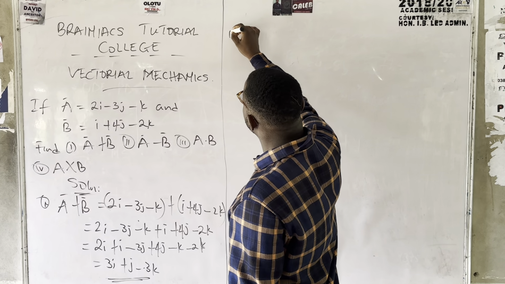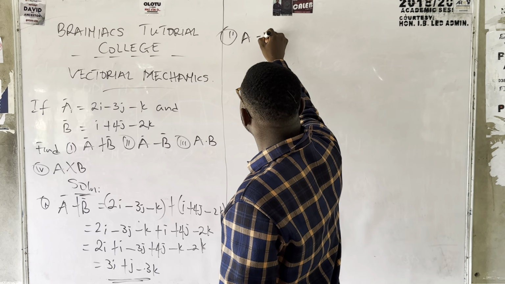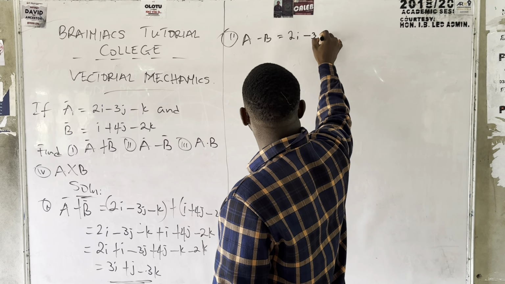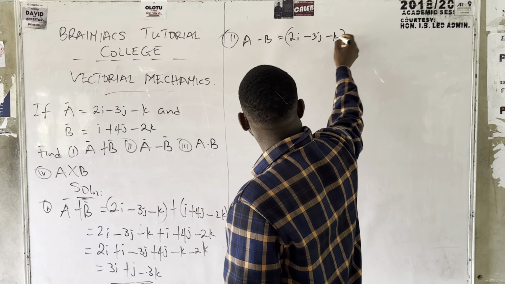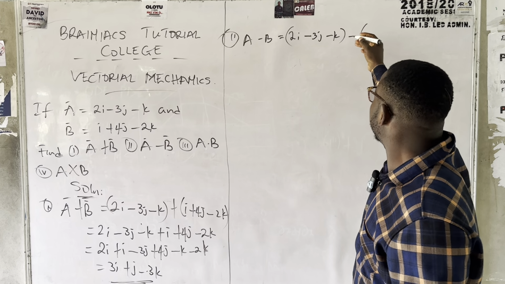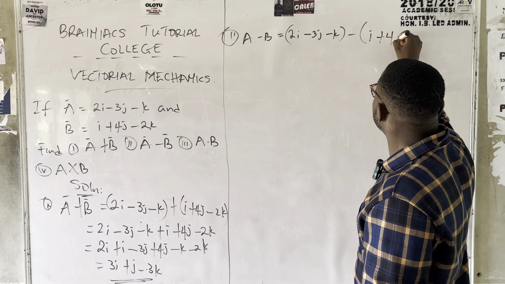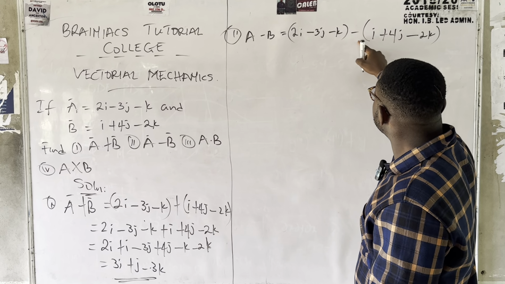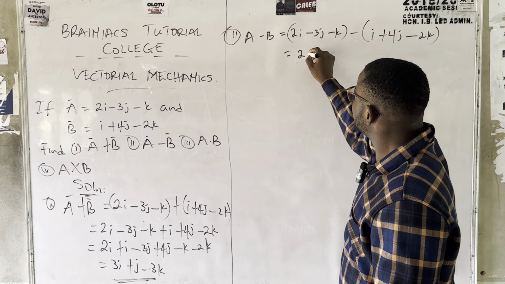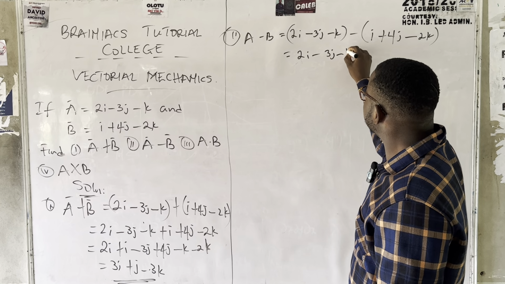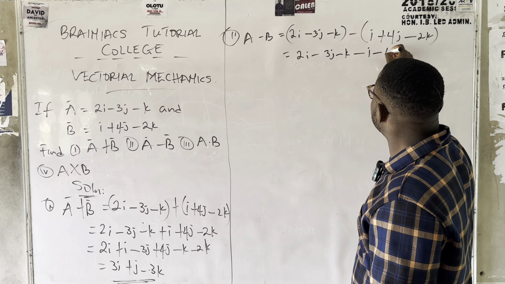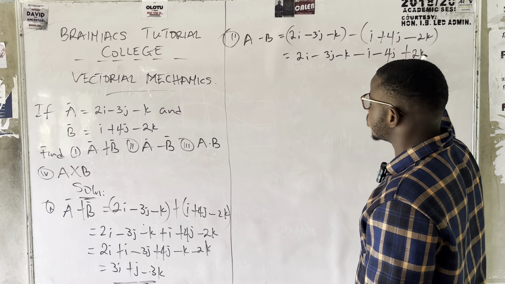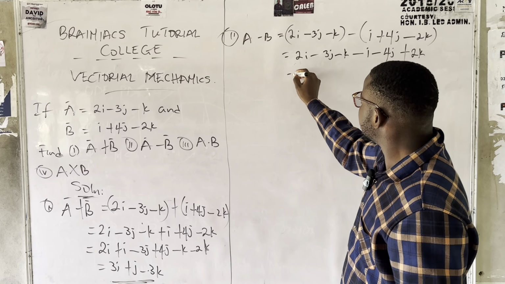And the other one is, we have A minus B, and the value of A is 2i minus 3j minus k, minus, then we'll put the other one in bracket, i plus 4j minus 2k. So now this negative will expand the bracket. So here we're going to have 2i minus 3j minus k minus i minus 4j. Then minus times minus will give us plus, that's plus 2k.